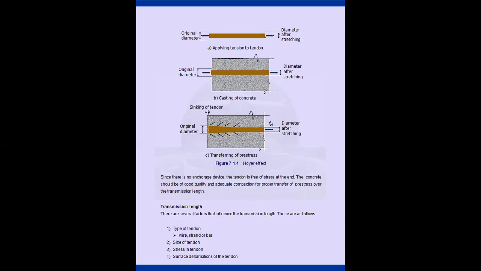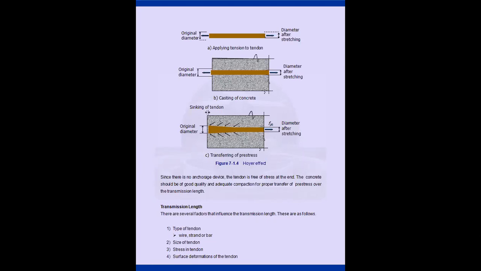In pre-tensioning, first you stretch the strand. After tension to the tendon, what is the second step? You cast the concrete, right? You pour the concrete in the mold. After pouring the concrete, your rod will have less diameter at the center, towards the center of the member, and original diameter at the end. And what is the third stage? After the concrete attains its characteristic compressive strength, you cut the strand at the ends.